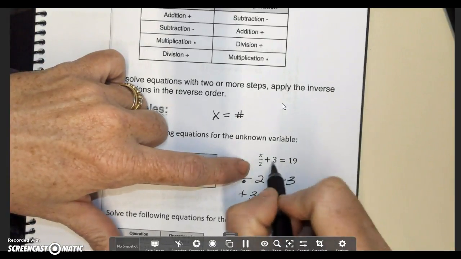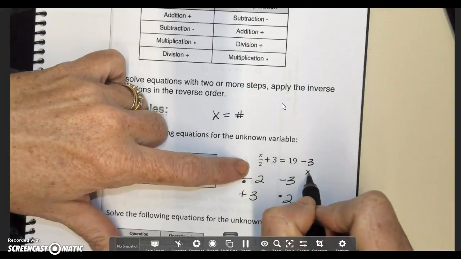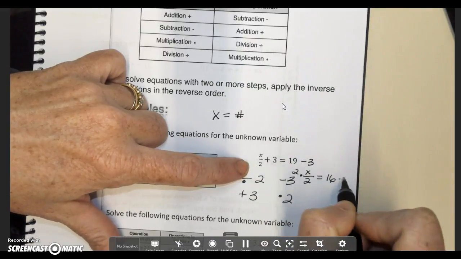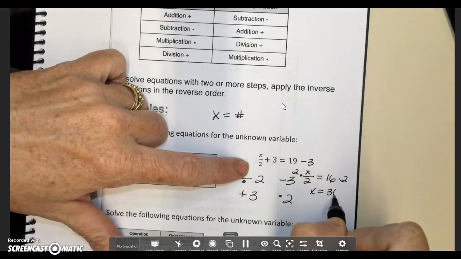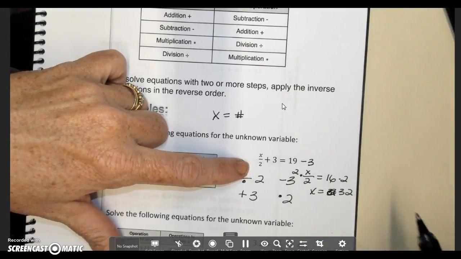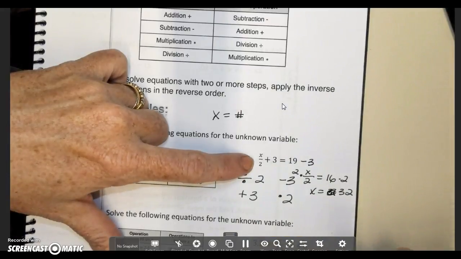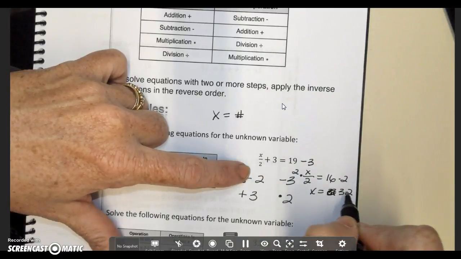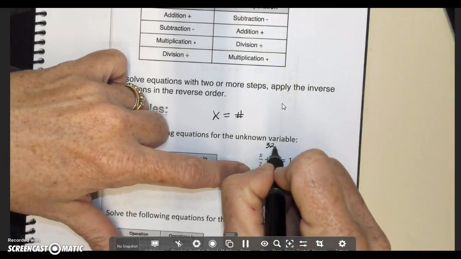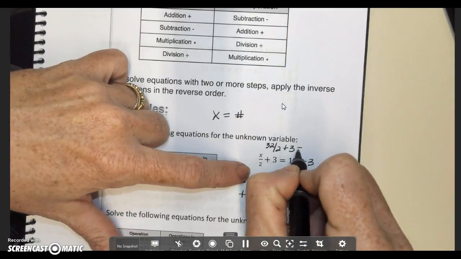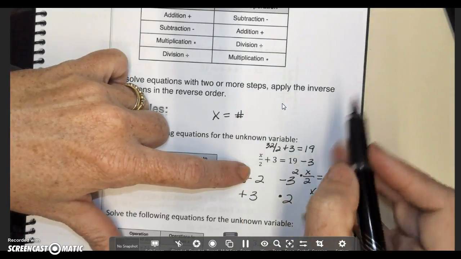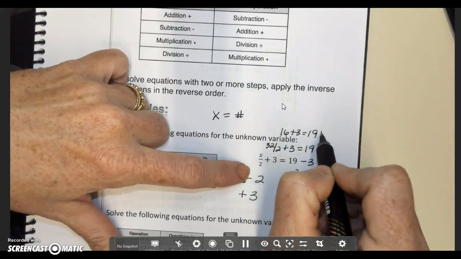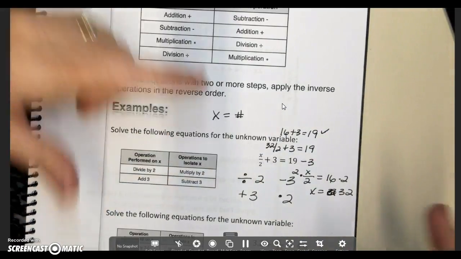So we're going to subtract 3 from both sides, so that would give us x over 2 equals 16, and then I'm going to multiply both sides by 2, and that would give me 32. Whenever you solve one of these equations, you are always going to plug your answer back in to double check it. So now instead of x, I have a value of 32. So I have 32 divided by 2 plus 3, and if I'm correct, that should give me the answer I have on the other side. Well, 32 divided by 2 is 16, and if I add 3 to that, I get 19. So that is correct. Okay?